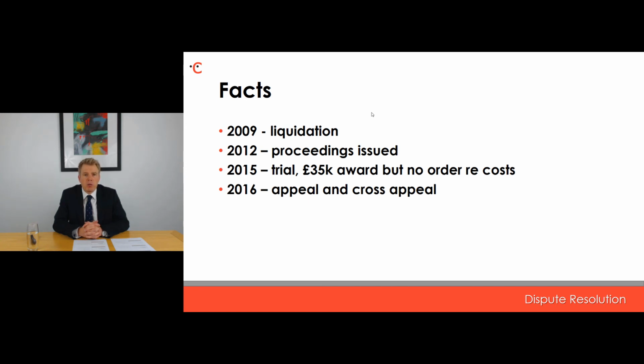So the liquidator appealed, hoping to get a better result on costs and also on the amount that the directors would be ordered to contribute. The directors cross-appealed and said they shouldn't have been ordered to pay anything at all.